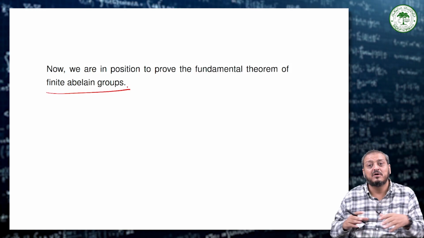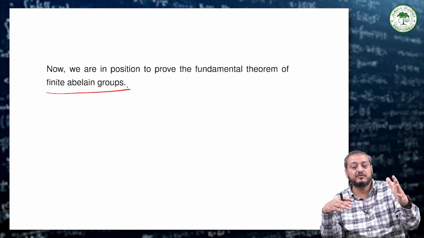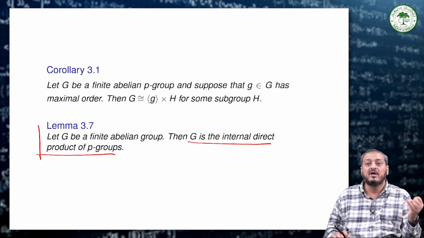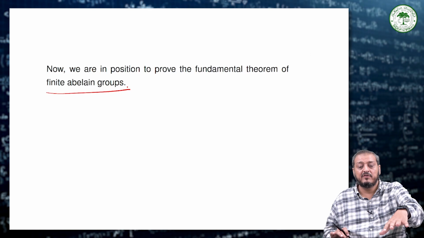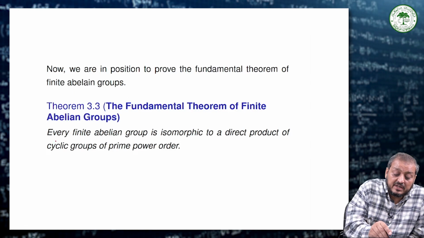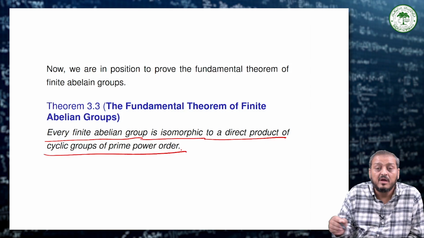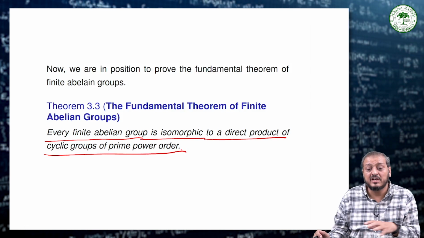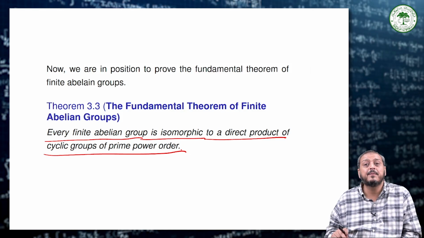So finally we have all the groundwork done for proving this fundamental theorem. We have this series of 7 lemmas, 3.1 to 3.7, and by using these lemmas we can directly prove the fundamental theorem of finite abelian groups. It says that every finite abelian group is isomorphic to a direct product of cyclic groups of prime power order.